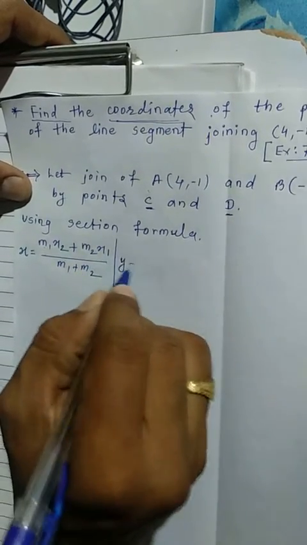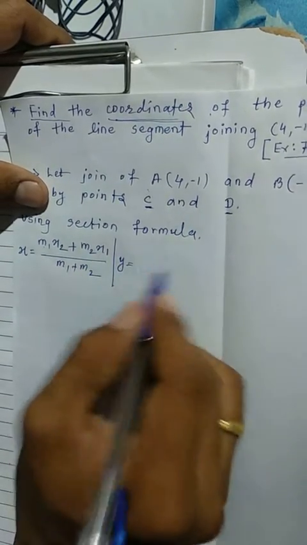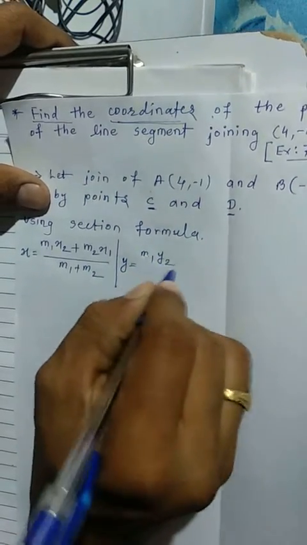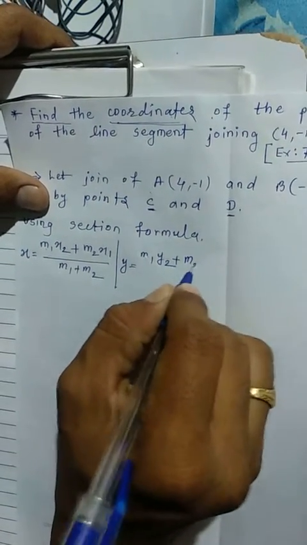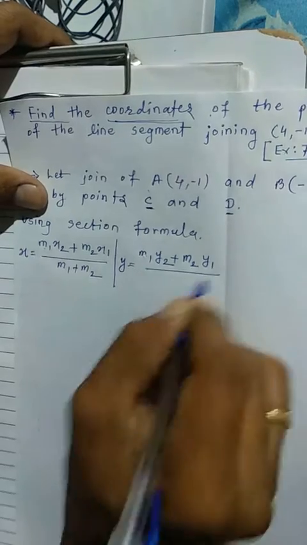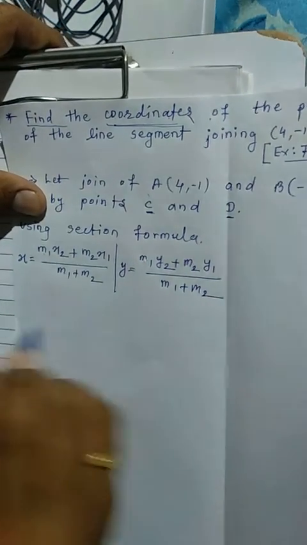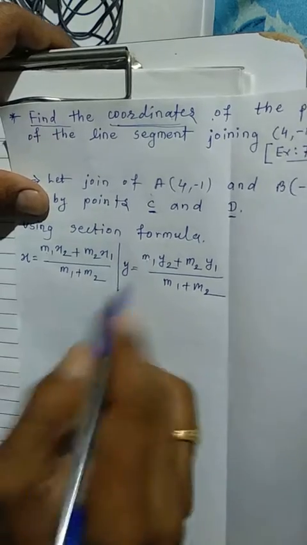And for y, all values are for y only, that is y1 and y2. Like if m1 is taken, then take y2 with it, and if m2 is taken, then take y1, upon m1 plus m2. This is the section formula. Using this we have to find out the coordinates.